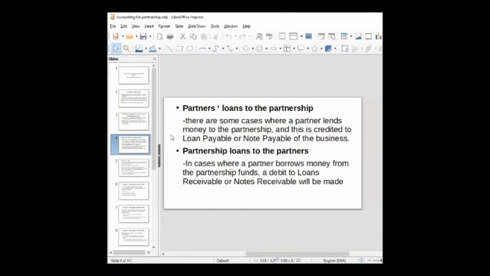While for a partnership loan to the partners, this is the case where a partner borrows money from the partnership funds. So this is a debit to loan receivable or note receivable. Debit loan receivable to the name of the partner, and you credit the cash when cash was borrowed, or you credit inventory when inventory was the one borrowed, or you credit the other property of the partnership, if that is the property borrowed by one of the partners.